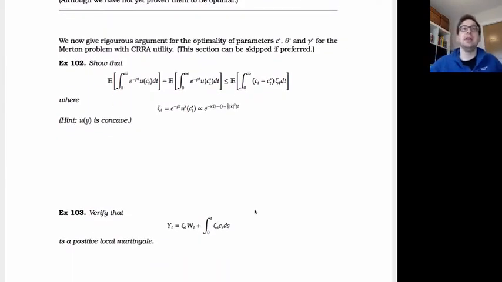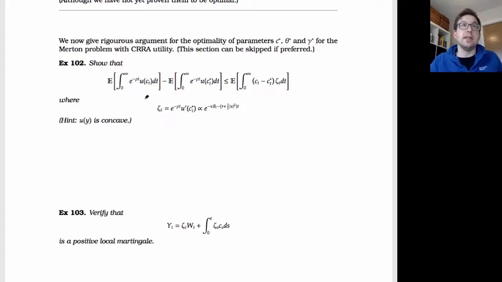But let's go through the rigorous parts of this, and some of these exercises here are intended as homework assignments for some of you, so I'm not going to go through the answers of some of the questions. They're a little bit fiddly, but I'll give you some hints as to how to solve those as well. So we now give a rigorous argument of optimality of the parameters C star, theta star, and gamma star as above, for the Merton problem with a CRRA utility function.